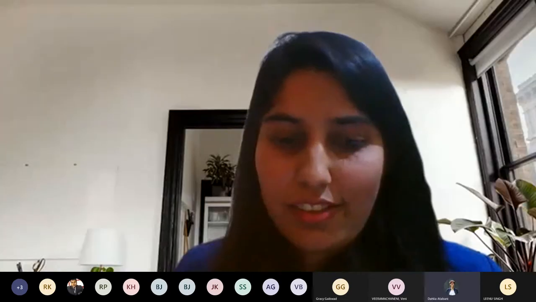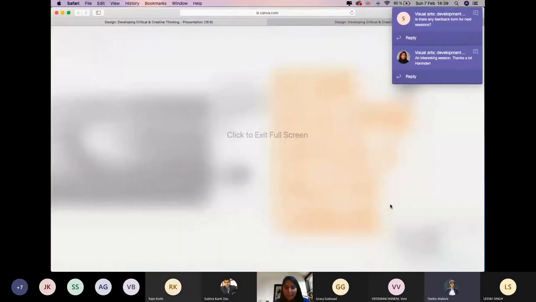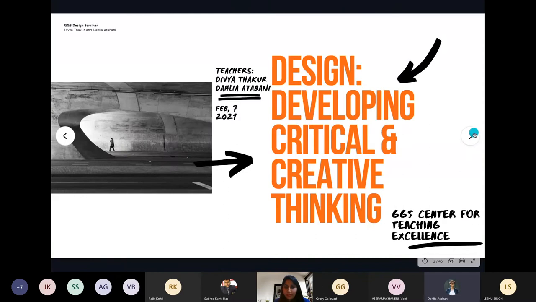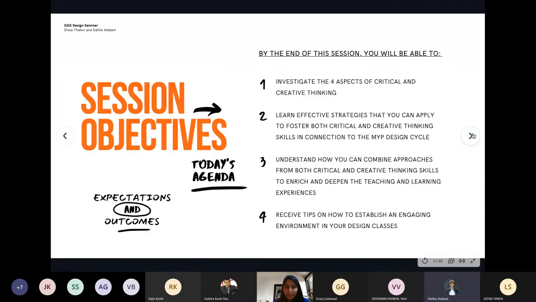So let's continue with the objective of today's session. Wonderful. I'm sharing my screen, Ms. Divya. Yes, ma'am. And let us indeed start with the objective of today's session. By the end of this session, you will be able to investigate the four aspects of critical and creative thinking. Second, you will learn effective strategies that you can then apply to foster both critical and creative thinking skills in connection to the MYP design cycle.